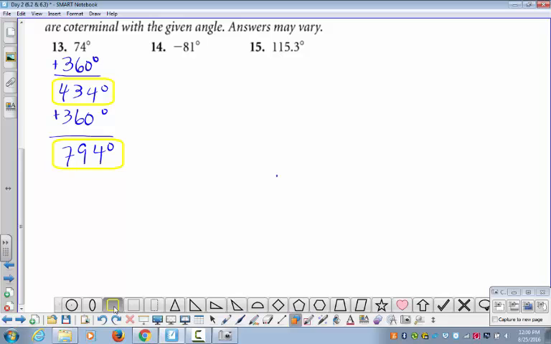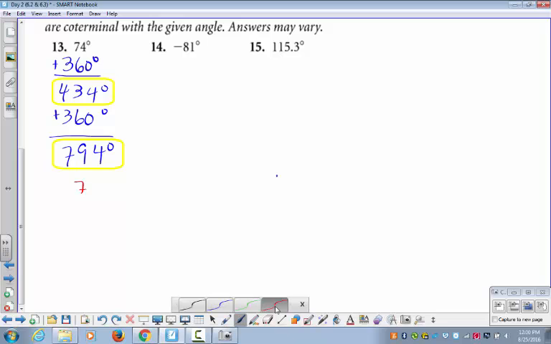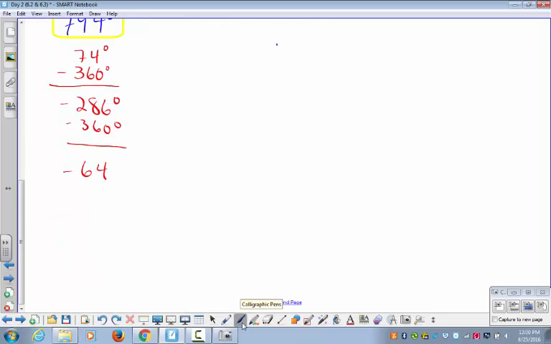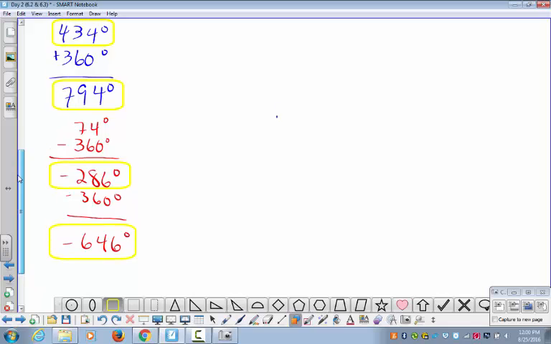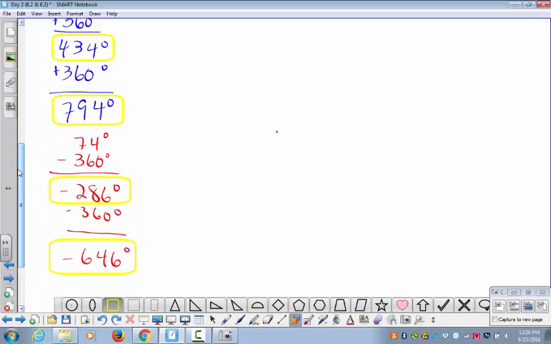If we wanted negative coterminal angles, we're going to subtract. So let's start with 74 again. We're going to subtract 360 degrees. So somebody do that for me. Negative 286? Yeah. Thank you. And then if we subtract 360 from that, what do we get? Negative 646. All right, so those are two negative angles that are coterminal. All those angles have the exact same trig function values. Coterminal angles, same trig function values, always.